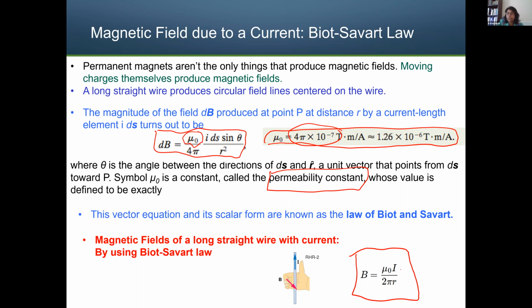Now it explains the strength of the magnetic field by using I. If I is greater, B will be greater. But if R is greater, that means you are going further away from the wire, then your strength keeps decreasing. Strength will be stronger closer to the wire, then keeps decreasing in a 1 over R ratio as you go away from the wire. Okay, a 1 over R shape graph.